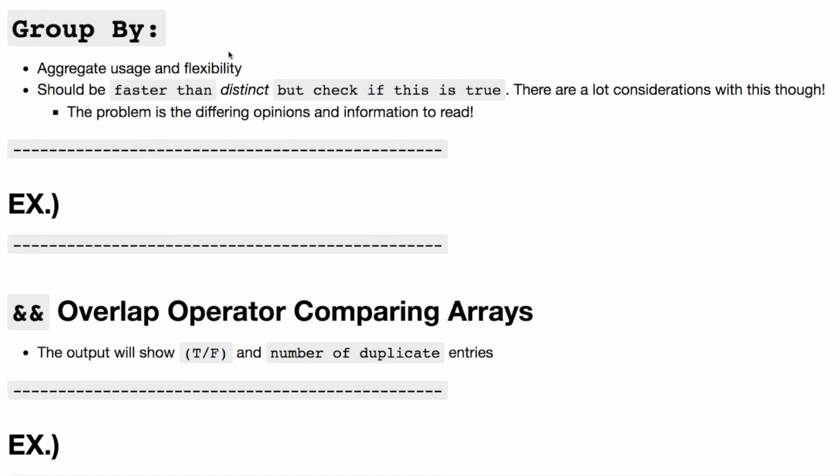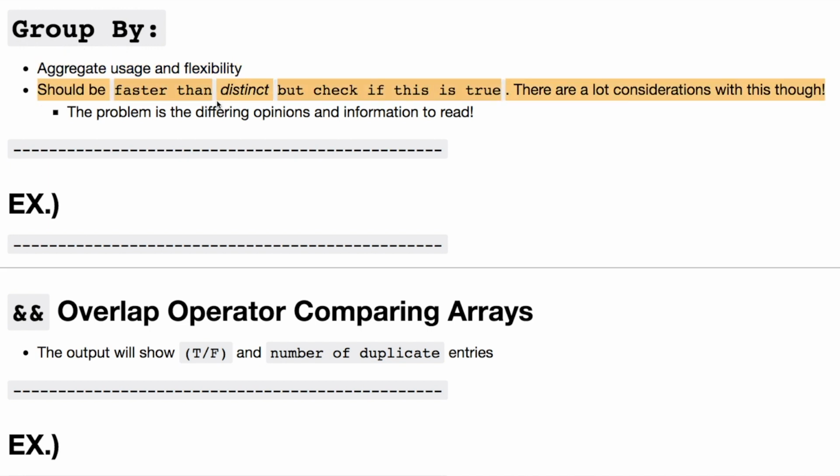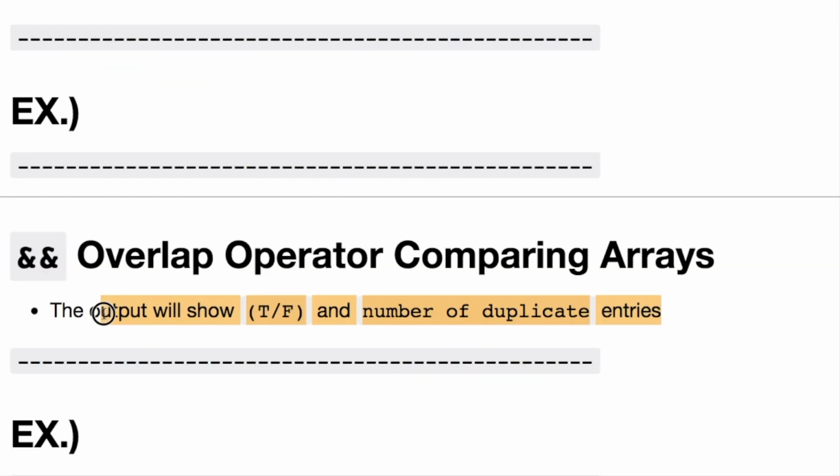The next thing we could talk about real quick is just GROUP BY. These are just simple aggregate functions that are pretty flexible and it's supposed to be faster than DISTINCT, but I cannot verify this to be completely true. The overlap operator is something interesting which you can use for arrays. It basically says, here are two arrays, we're going to see if they're comparable, if they have similar elements inside them, or if they're exactly the same or not. It's going to output true or false, and then it'll give you the duplicate entry number, like a count: 1, 2, 3 entries are duplicated.